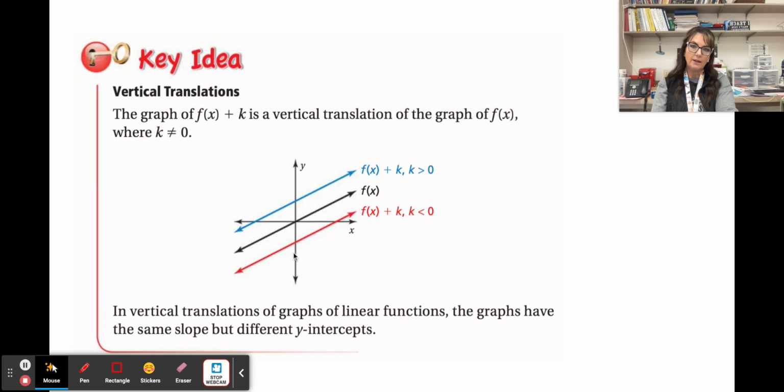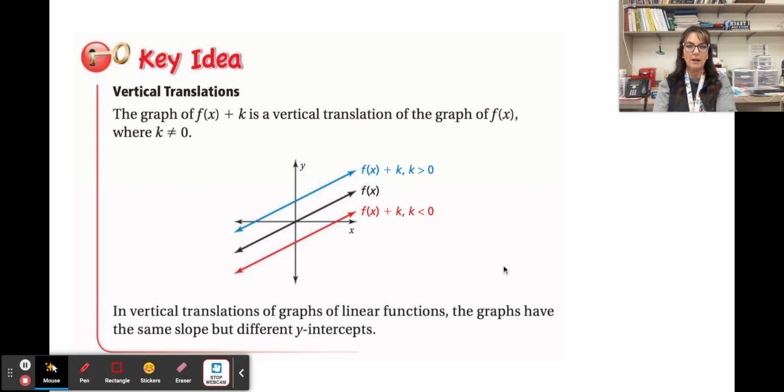In the red, f of x plus k, when k is less than 0, the red graph shows us all of the functions that would translate down, or would have a negative y-intercept. So in vertical translations of linear functions, the graphs have the same slope, but different y-intercepts. So it's really not a big deal.